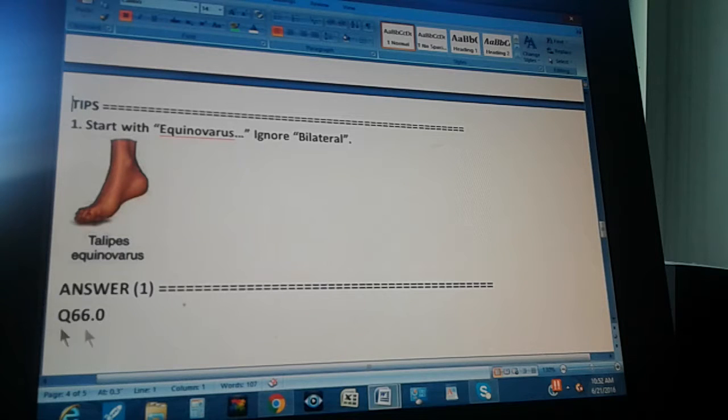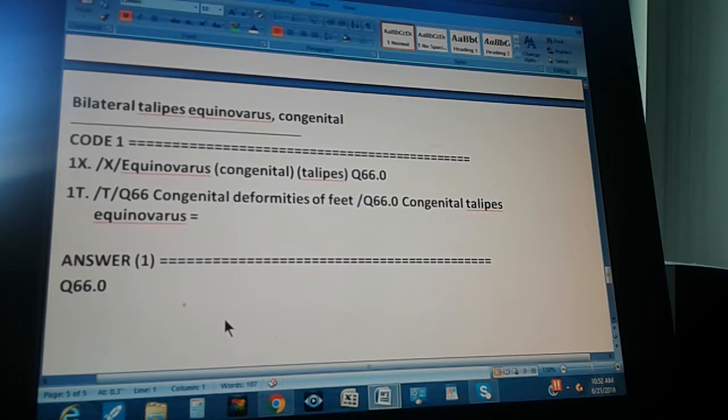The answer is Q66.0, but we're going to count to 3 so you can pause the video and give us the path to the answer, how we got to the answer step by step, right? 1, 2, 3. Okay, the summary of the problem is like this. Bilateral means both sides. Talipes equinovarus congenital. All right, that is the diagnosis.